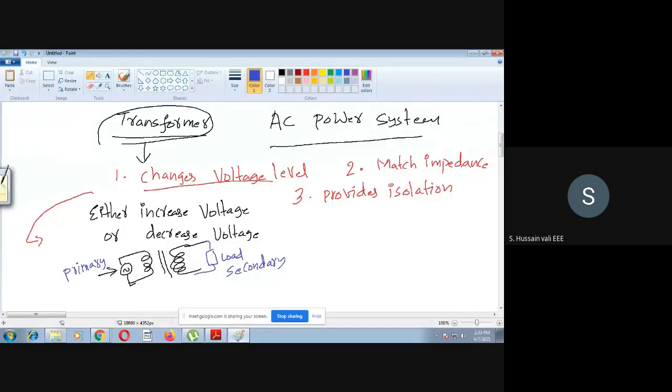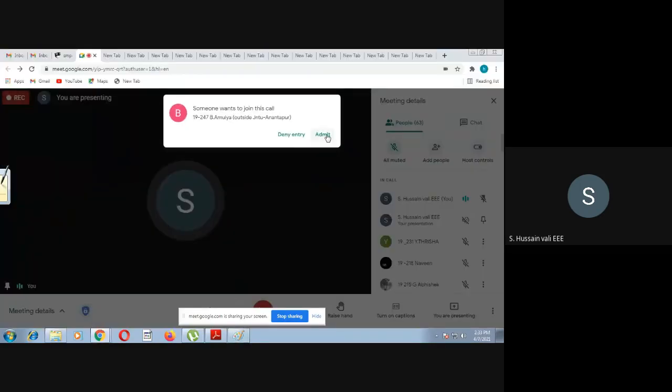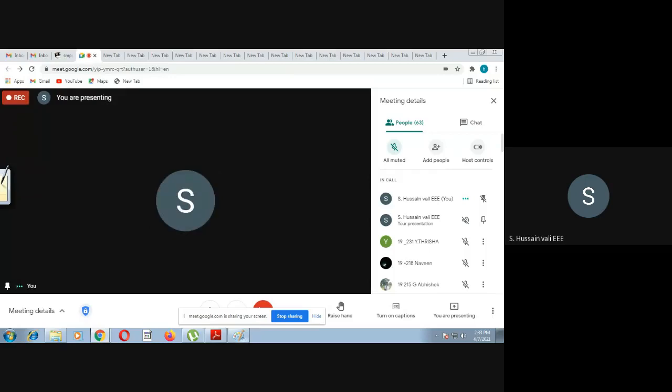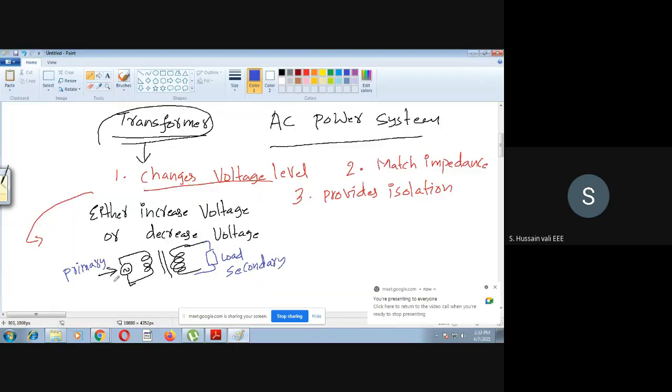A transformer has at least two sides. One side you call primary: the side on which you connect the supply is called primary. The side on which you connect the load is called secondary. Now, one of the things this transformer does is change the voltage level.